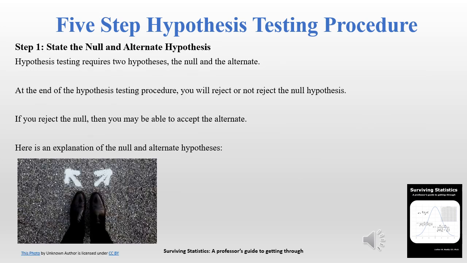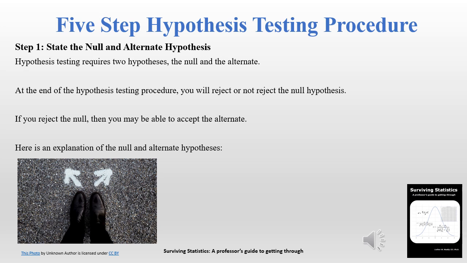The first step in the 5-step hypothesis testing procedure is to state the null and the alternate hypothesis. Hypothesis testing is going to take two hypotheses, the null and the alternate. At the end of the hypothesis testing procedure, the decision we make will be based on what we're doing with the null hypothesis, not the alternate. If you reject the null, then perhaps you could consider accepting the alternate, but really we report our research in terms of the null, what we end up doing, rejecting or not rejecting the null.